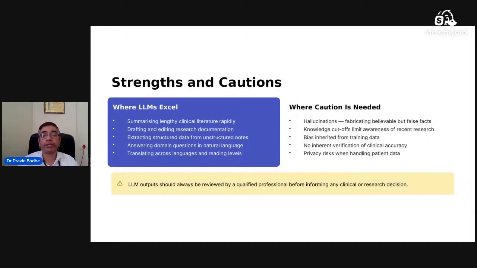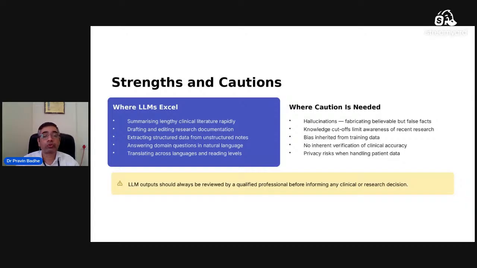Biases can be there based on the training data. Then verification of clinical accuracy can be an issue, and that's why many companies are using the models and producing tools which can be utilized only for the project which they are doing. Privacy risk is there, and that is again a major thing which needs to be handled when you are working with clinical patient data or even with information which is important to keep confidential.